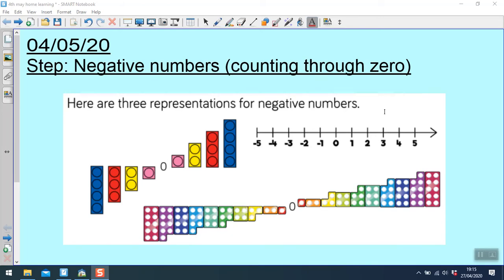And we've got a number line here. You've got 0, 1, 2, 3, 4, 5, and then negative 1, negative 2, negative 3, negative 4, negative 5. And notice that I say negative 5 rather than minus 5, and that's because subtract means minus, so it can get a little bit confusing.